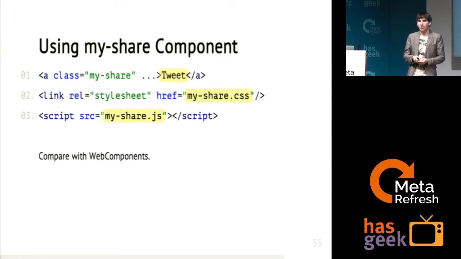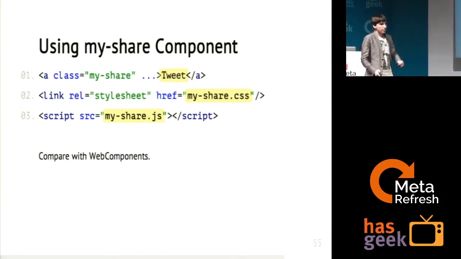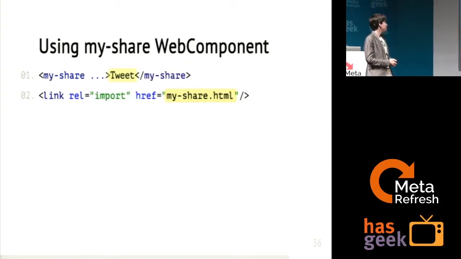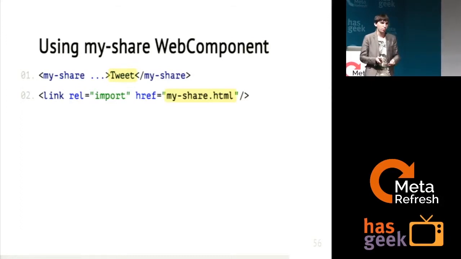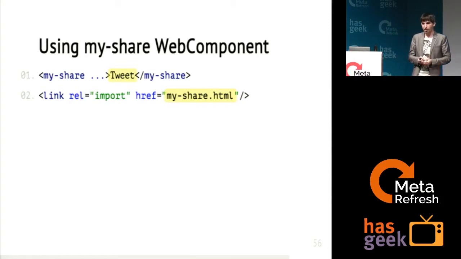And at the end of the building process, we will get only two simple files, just CSS and JavaScript for our component or our page. And this is the final layout of our page with our component. And just take a look at the web component. And if you notice, they are much the same, but one line less, because the HTML import already includes CSS and JavaScript and some templates. Different interfaces, but exactly the same idea.